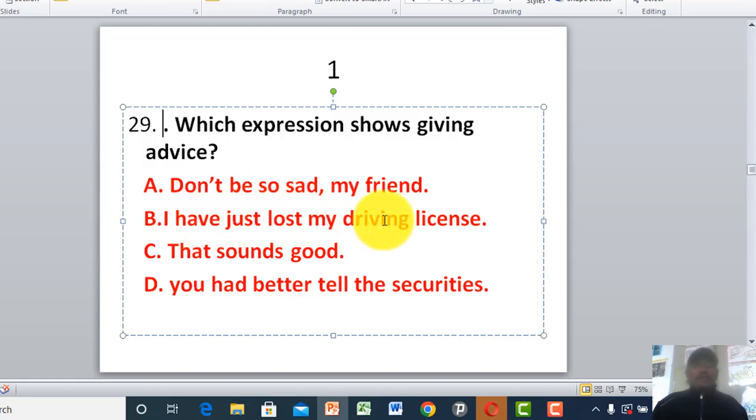I've just lost my driving license. No, that sounds good. You had better tell the securities, please. Yeah, this is all right. Had better, should, ought to are important expressions or modal verbs for giving advice. So the answer is here: you had better tell the securities.